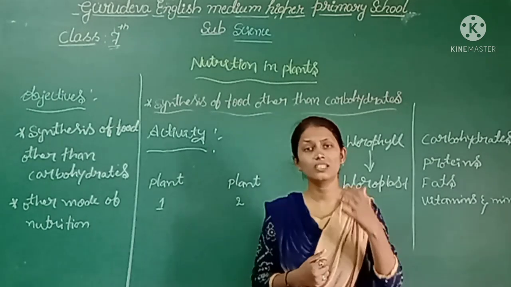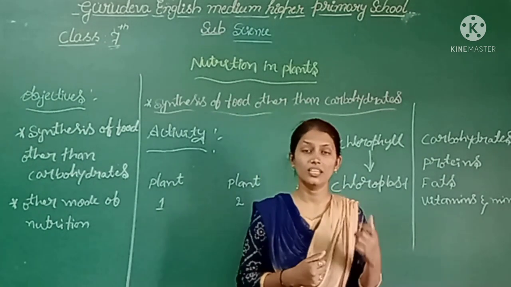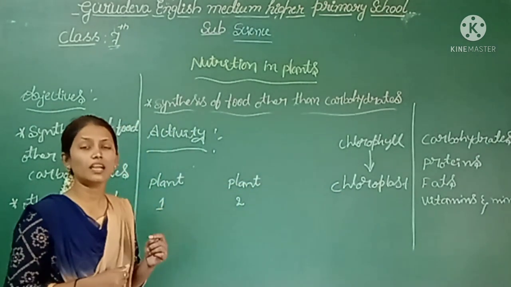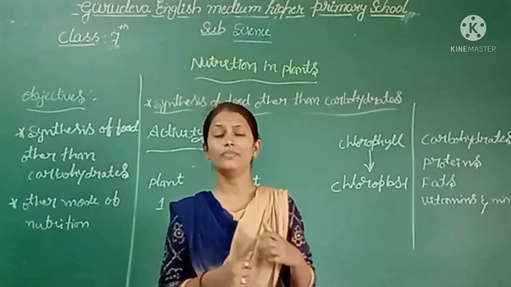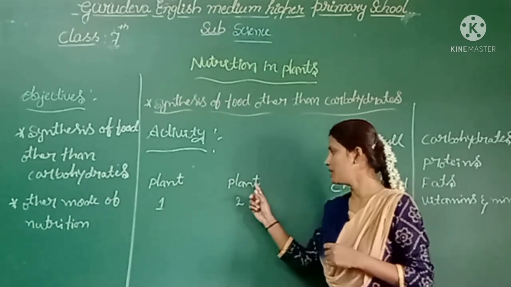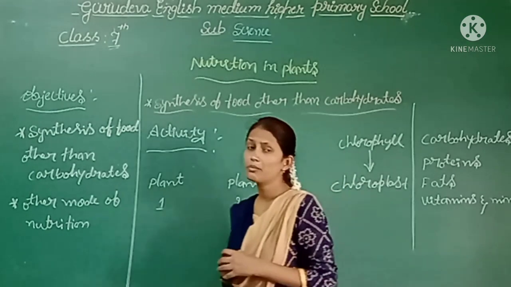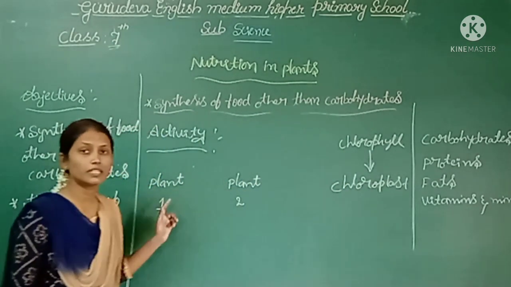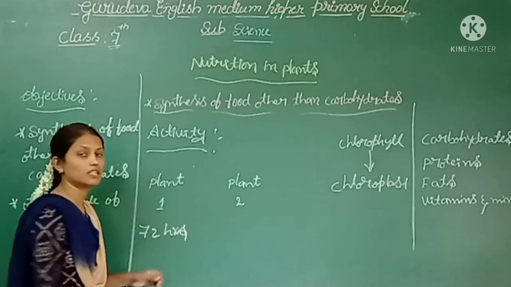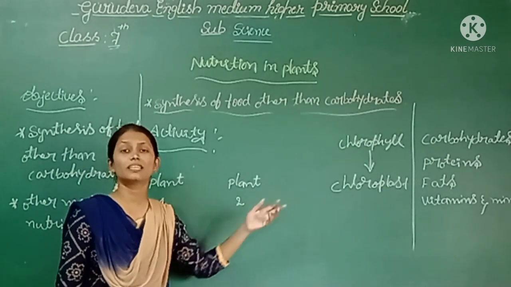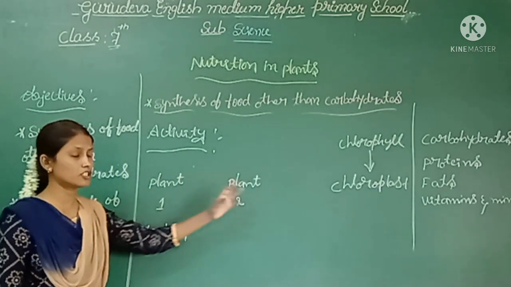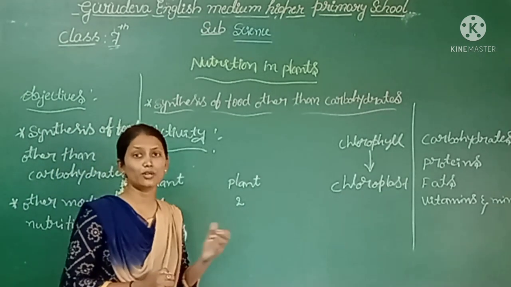Dear children, you learned about the presence of starch in a leaf in 6th standard. Once again we will recall the activity. Now let's begin. To test the presence of starch in the leaf, we need two potted plants. I name one plant 1 and the other plant 2. Keep plant 1 in a dark room for 72 hours. Next, keep plant 2 in sunlight. After that, take the leaves from these two plants and test with the iodine solution.